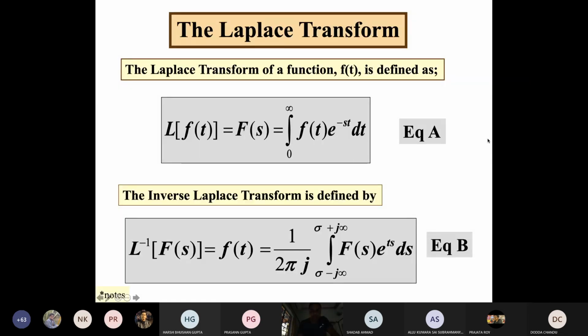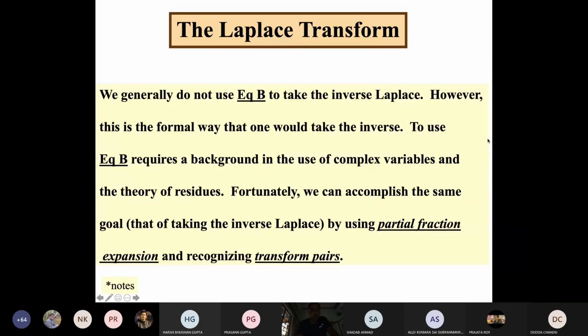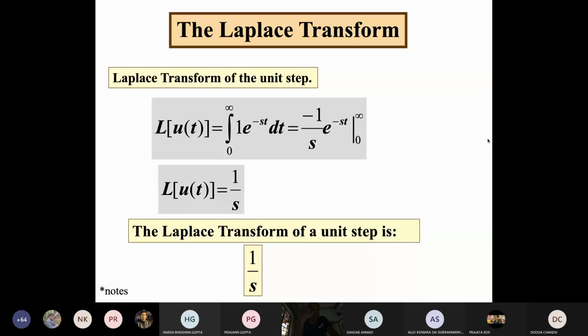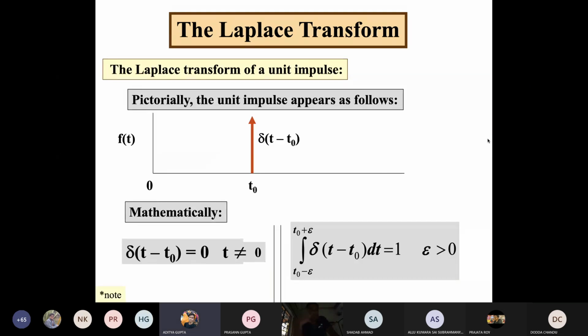Okay. So next, we don't use equation B as we know the Laplace transform of a unit step function. Unit step function is 1 by s, right? We did it last class. And the Laplace transform of the unit impulse function we also did, which is equal to 1, right?